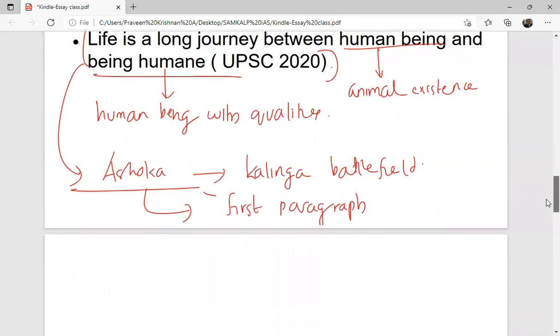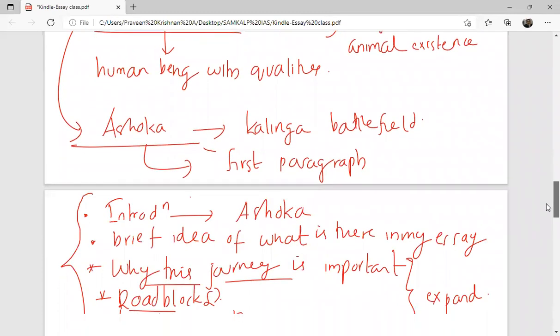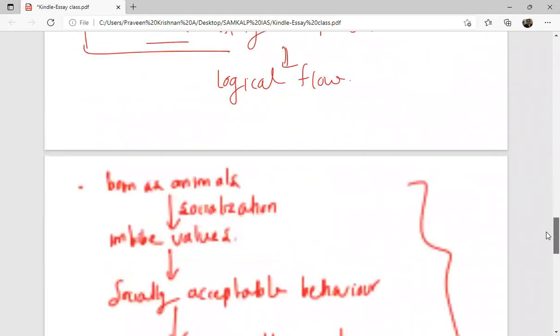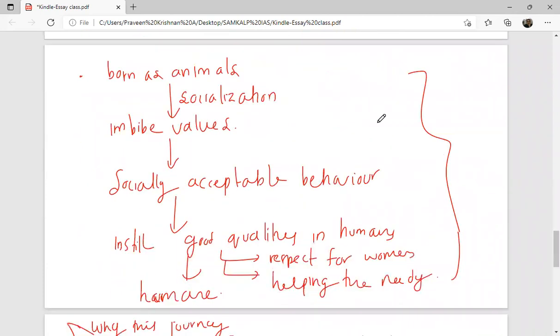As I said, the second paragraph covers what to expect from the essay. Then the third paragraph covers the meaning of this topic. The meaning of this topic is what I've drawn for you: born as an animal. I've explained all this in the third paragraph.